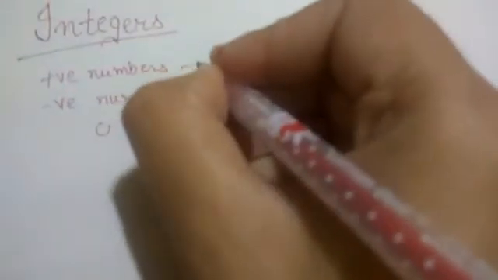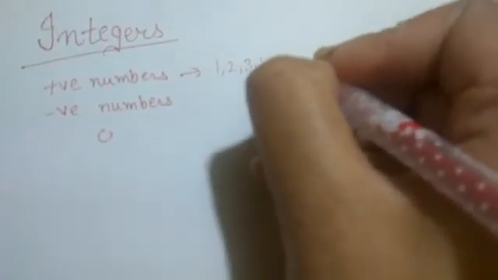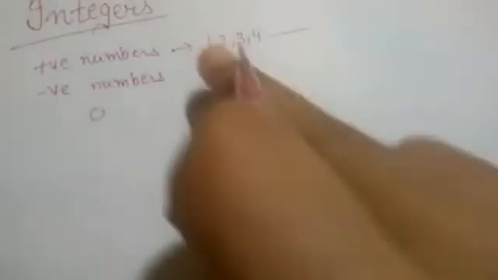Positive numbers means 1, 2, 3, 4 and so on, up to 100, up to 1000, up to 1 lakh. All these are positive numbers. Get it? And keep this in your mind that in these numbers no decimal is there, no fraction is required. Proper numbers are there: 1, 2, 3, 4 and so on.